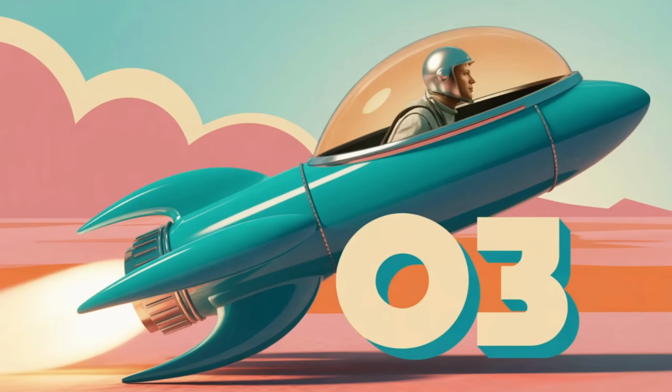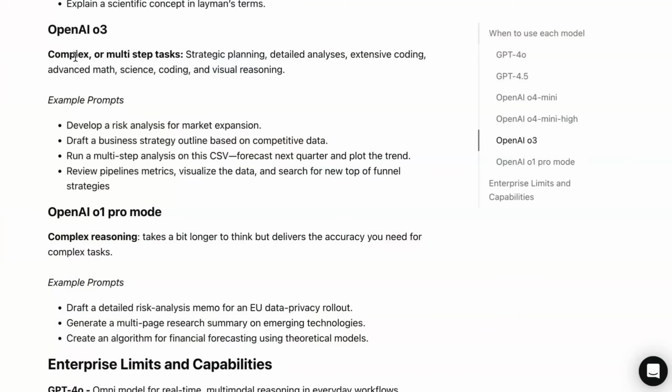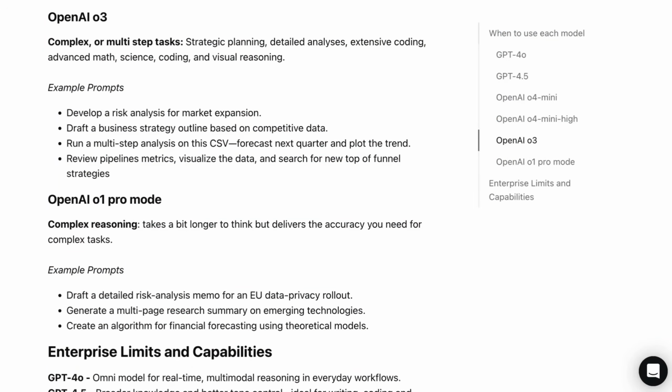Now for our purposes, the other model besides 4.0 and 4.5 that you're likely to use most often is O3, OpenAI's current state-of-the-art, at least in full version, reasoning model. OpenAI says that O3 is good for complex, multi-step tasks. Basically, this is a generalist reasoning model. So O3 is going to be good for things like strategic planning, detailed analyses, extensive coding, advanced math, etc.